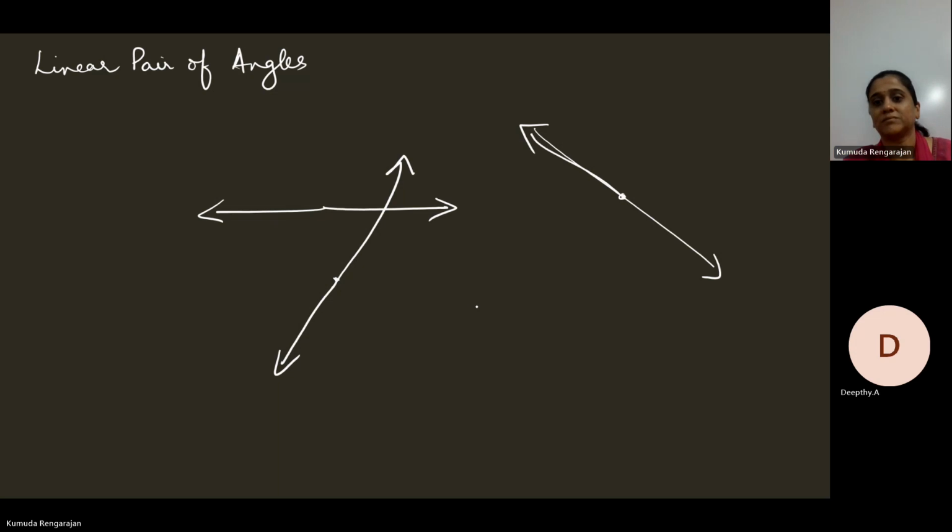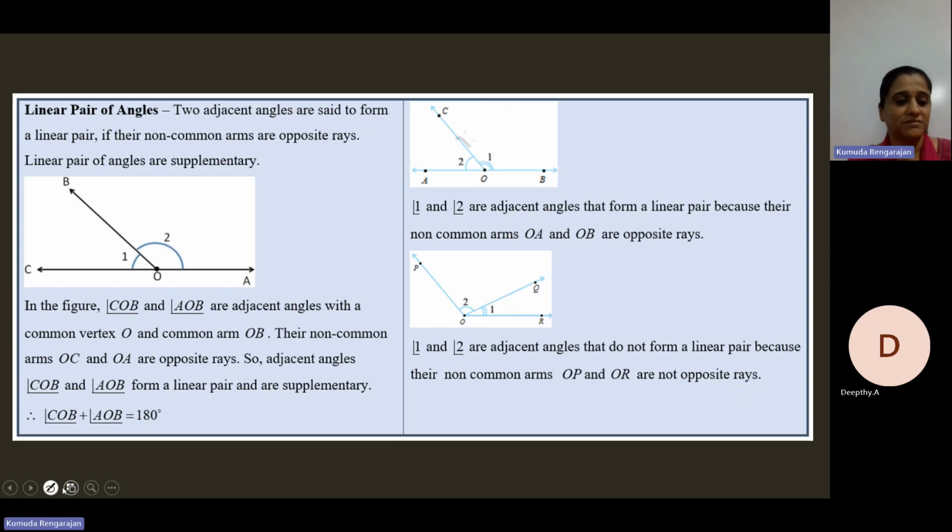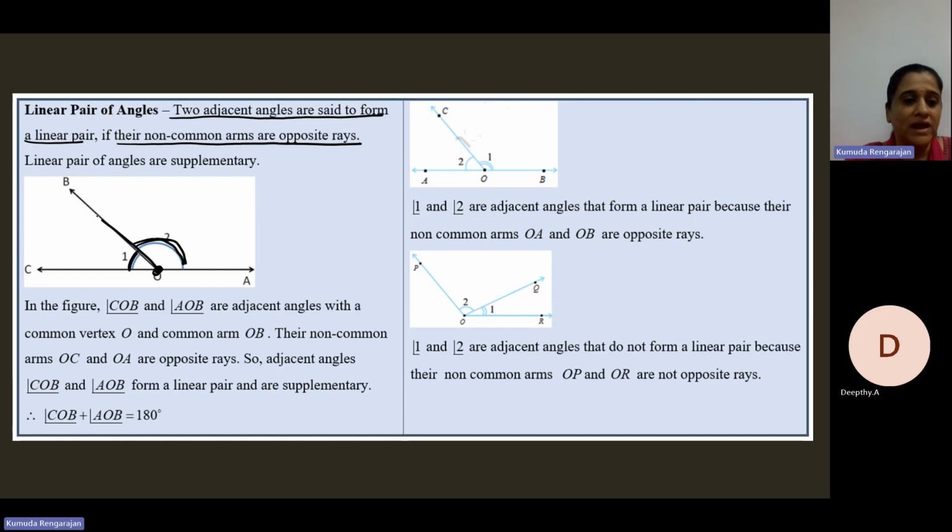Opposite rays. Opposite sides. Okay, so see the figure here. Two adjacent angles are said to form a linear pair if their non-common arms are opposite rays. See here, angle 1 and angle 2 are adjacent angles, because they have a common vertex and a common arm.